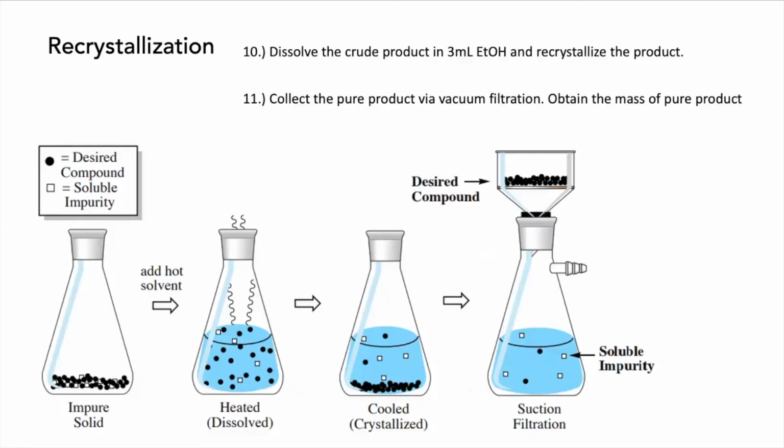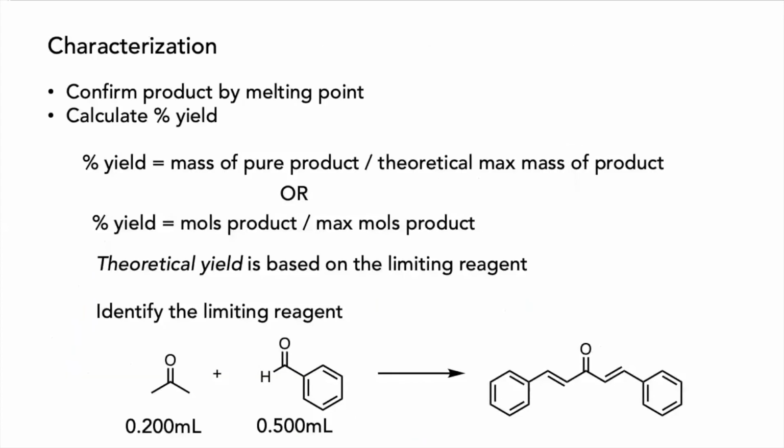For this procedure, we're going to be doing recrystallization in ethanol. So you're going to put your impure solid in the Erlenmeyer flask, add 3 milliliters of ethanol. You're going to heat until it's a clear solution, and then you're going to cool it in an ice bath, and then you're going to do another vacuum filtration to get your desired compound over your impurities or byproducts.